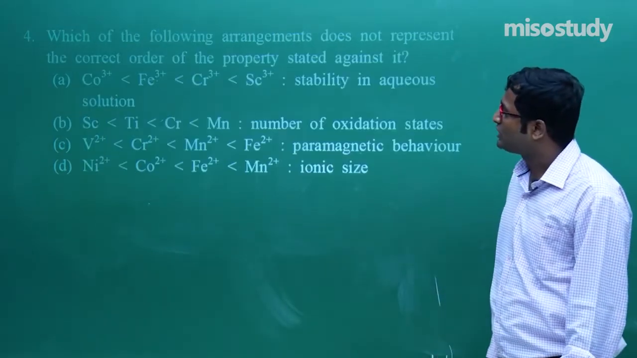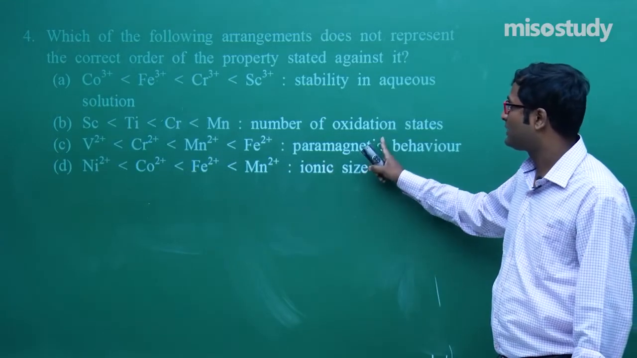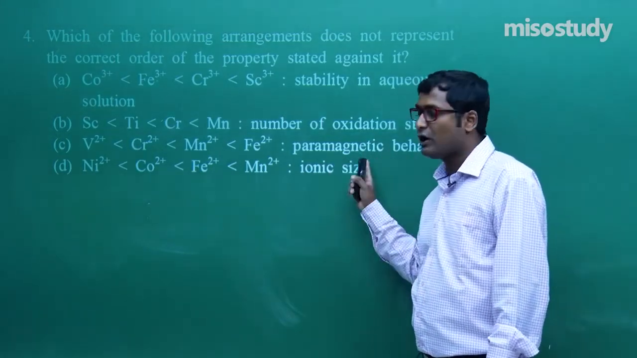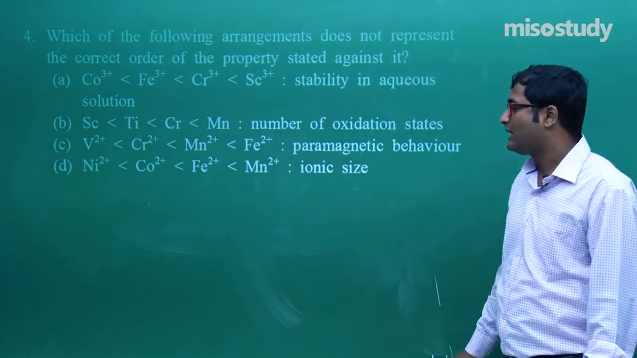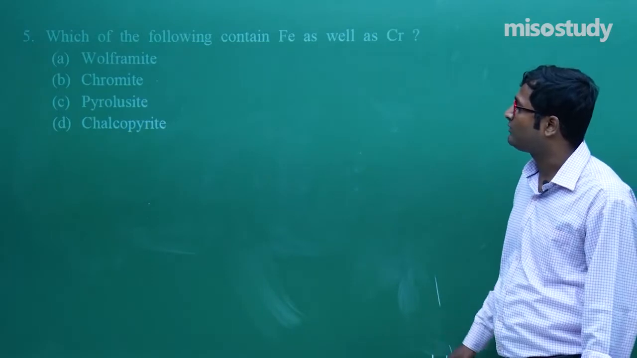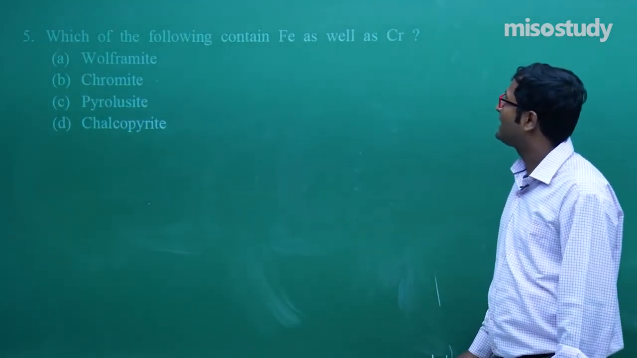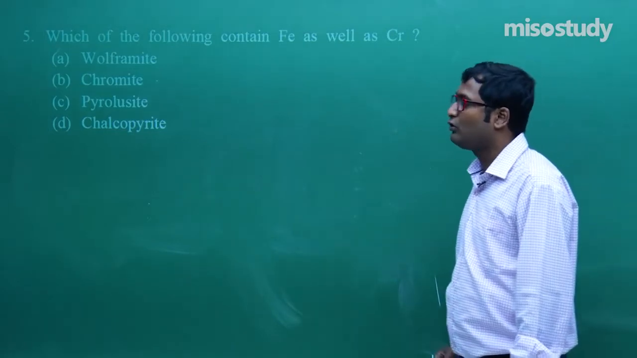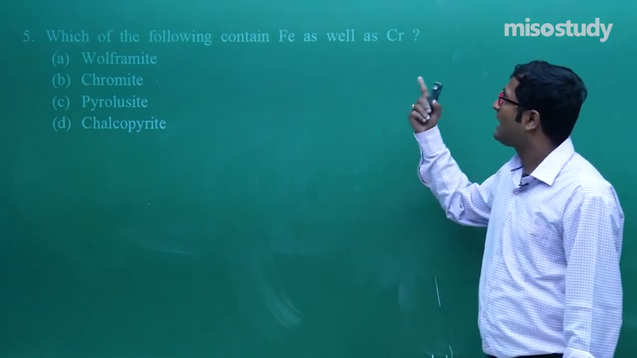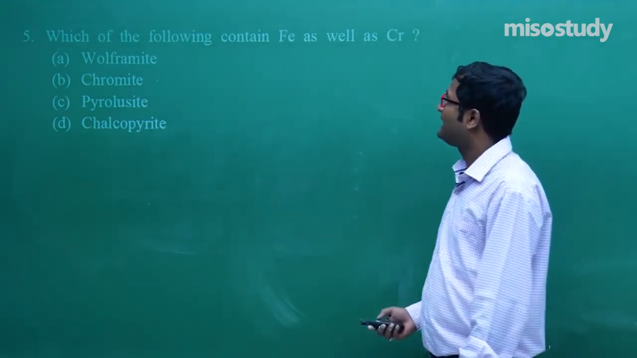D option. Question number 4, as I told you, the first option is correctly matched, the second option is correctly matched, but the third option is not correctly matched because paramagnetism depends on the number of unpaired electrons. So C is the correct option. Now for question number 5, which of the following contains iron as well as chromium? As I told you, chromite, FeO into Cr2O3, which contains iron and chromium.